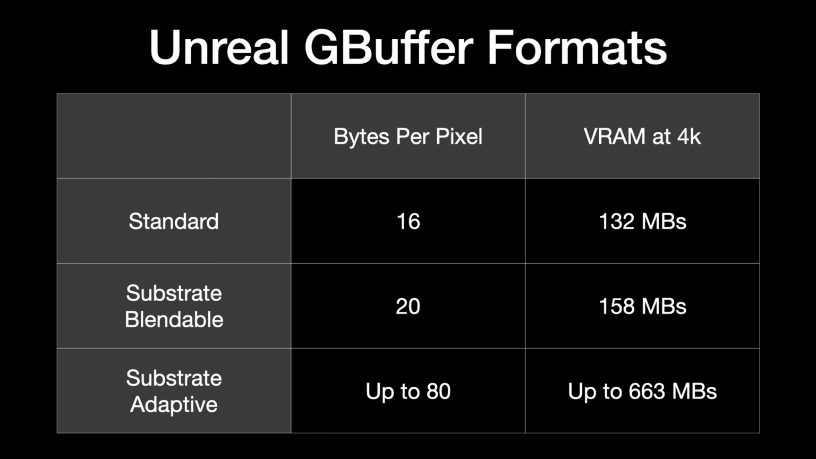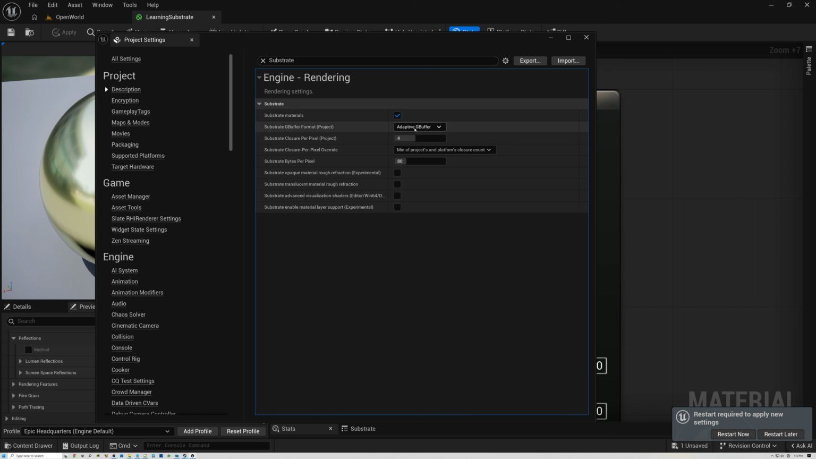So this is definitely something to think about when deciding whether to use Substrate. When using blendable, it's a constant 20% increase in memory, but when I've got it set to adaptive, it could be as much as 5 times more VRAM than with Substrate off. Ouch.